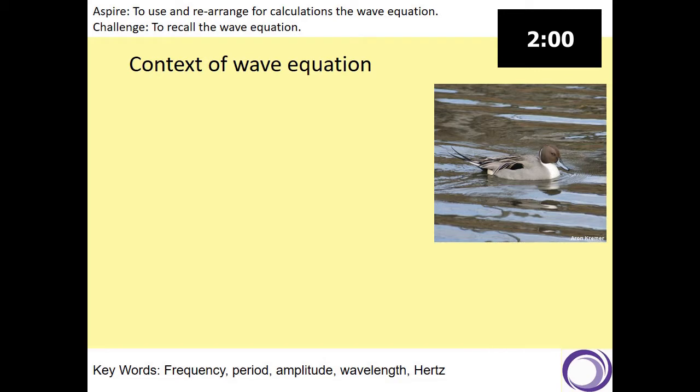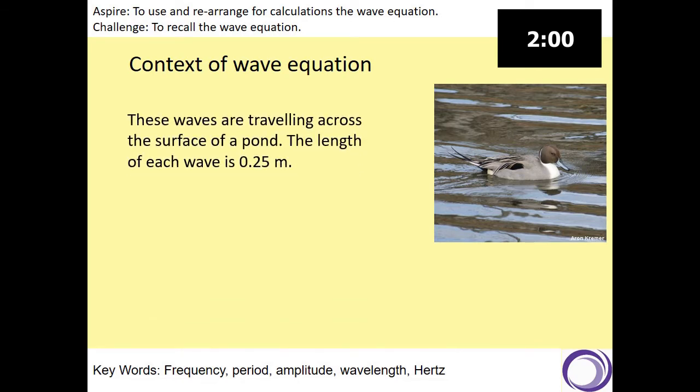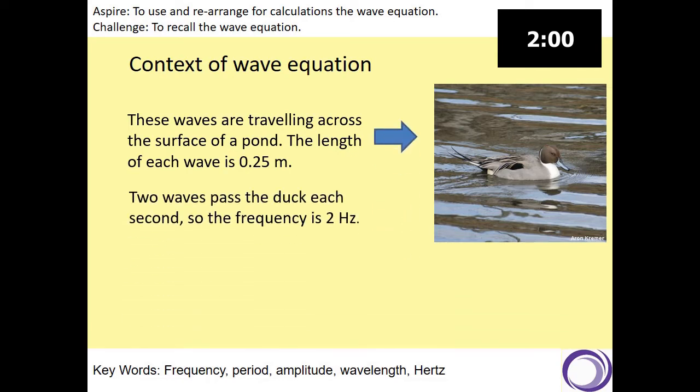Okay, so let's just look at the context of the wave equation. So let's have a look at what it really means. These waves here underneath the duck, they're travelling across the surface of a pond, and the length of each wave, so the wavelength, is 0.25 metres. That's 25 centimetres. So if we then know that 2 waves pass under the duck each second, we'd say that the frequency is 2 Hertz. 2 Hertz, 2 waves every second.